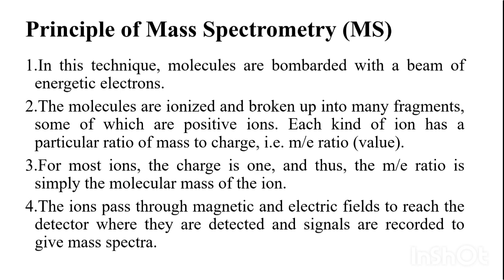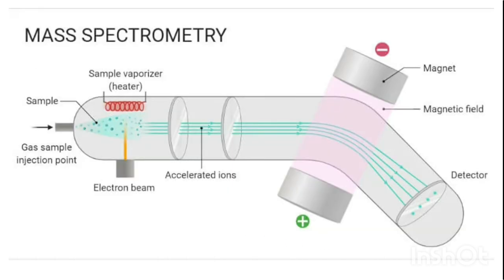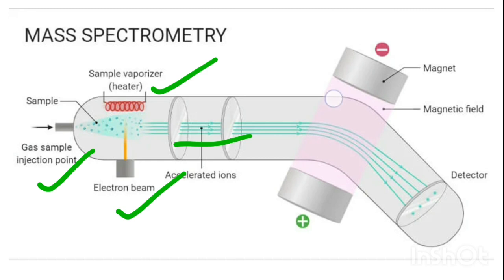The ions pass through a magnetic field and an electric field to reach the detector, where they are detected and the signals are recorded to give the mass spectra. This is the graphical representation of mass spectrometry. At first, samples are injected, then vaporized, then bombarded with electrons, then accelerated as ions. A magnetic field is applied to the ions. Then the detector detects those ions.